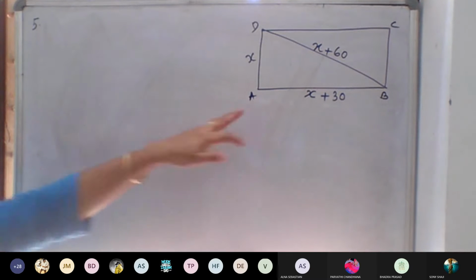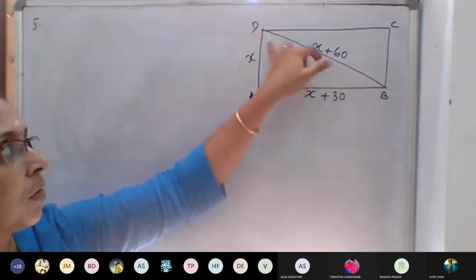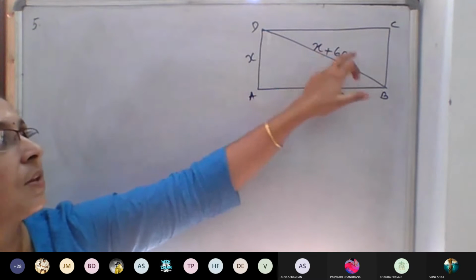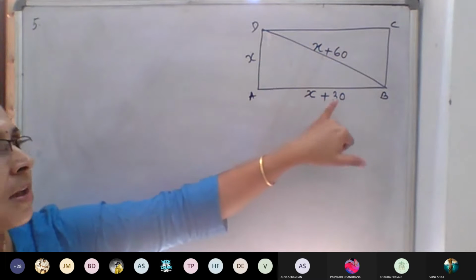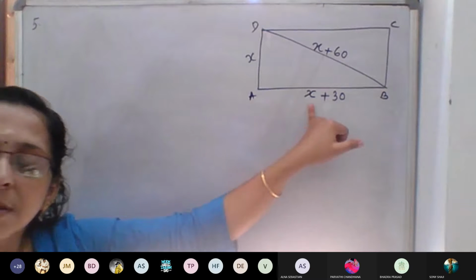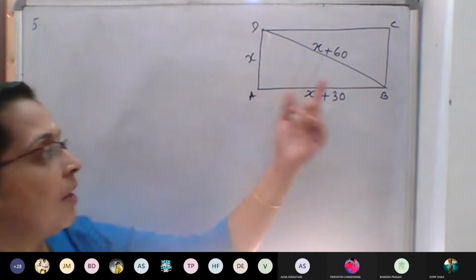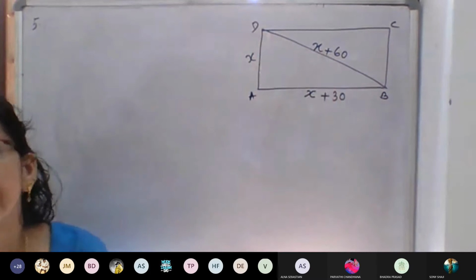So consider triangle ABD. Using Pythagoras theorem, we can write x plus 60 the whole square is equal to x square plus x plus 30 whole square. Find the value of x. If x is negative, we don't want to bother about that. Only take positive values. Then find x plus 30, x plus 60. Do it.